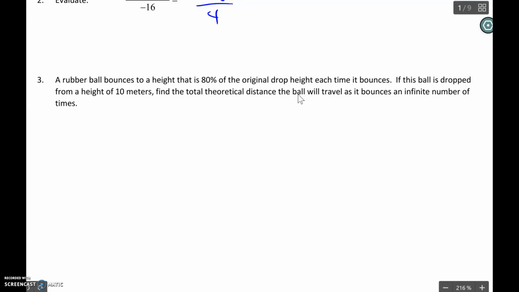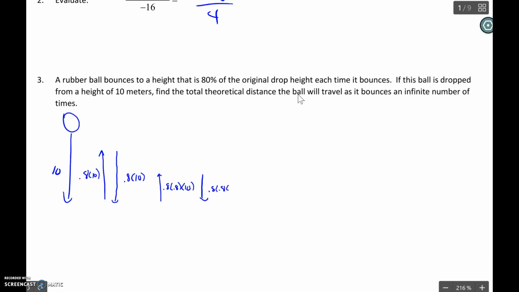Okay, so we have this ball, right? It's dropped. It goes down 10 meters. Then it bounces. It's going to go up 0.8 times 10, right? But then it's going to fall that same distance, 0.8 times 10. Then it's going to go up 0.8 times 0.8 times 10, right? 80% of that one. And then it's going to fall 0.8 times 0.8 times 10.